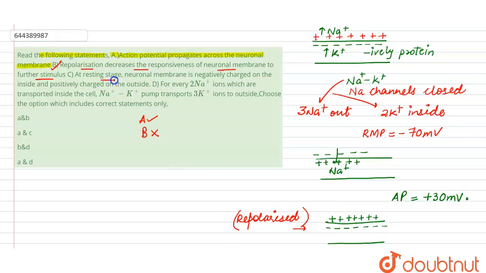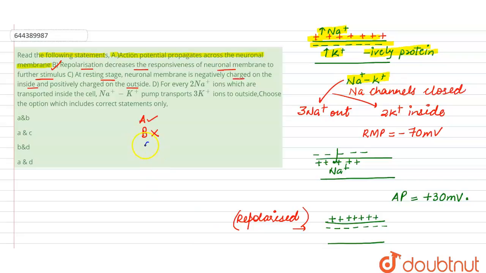The third statement says that at resting stage, the neuronal membrane is negatively charged on the inside and positively charged on the outside. We have seen that this is a correct statement, and this negative charge on the inner side is because of the negatively charged proteins and more potassium ions inside, while there are more sodium ions outside, which is maintained by the sodium potassium pump.